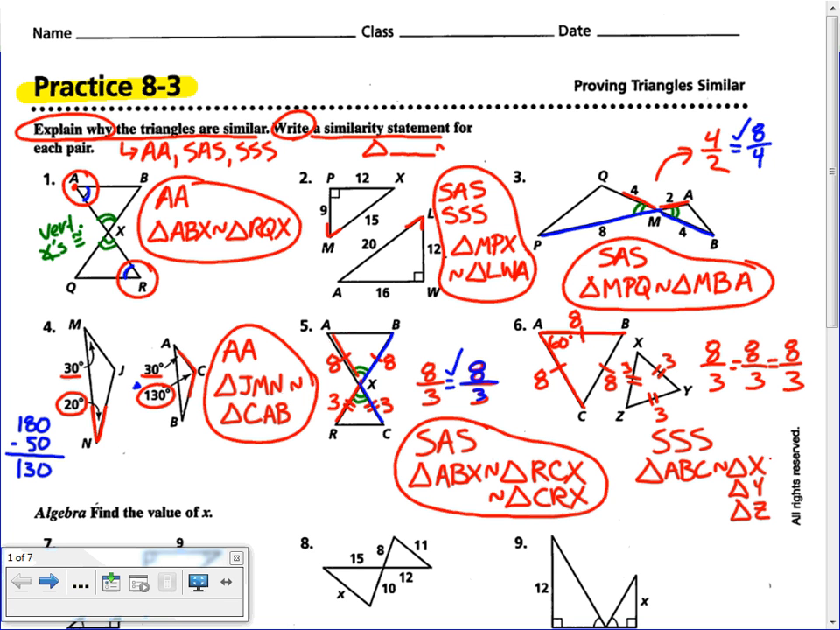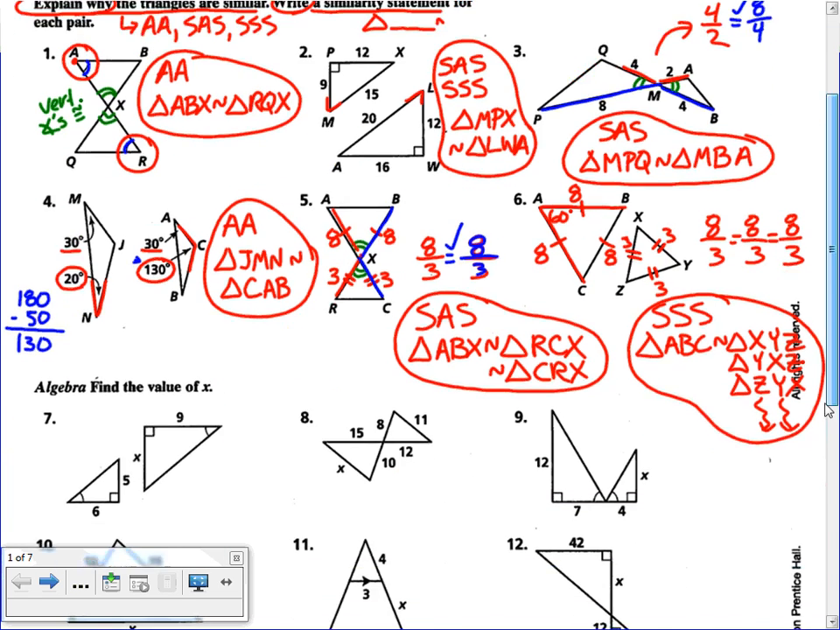So B could correspond to Y and C could correspond to Z. I could have Y, X, Z. I could have Z, Y, X. And I think there's a few more. But as long as you know that they're similar because of SSS, we're all good. That concludes the top 6.